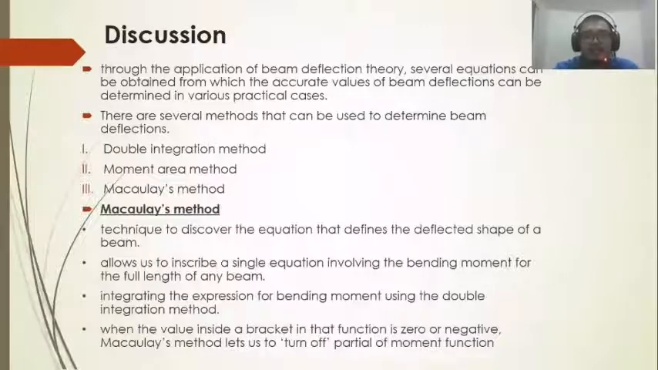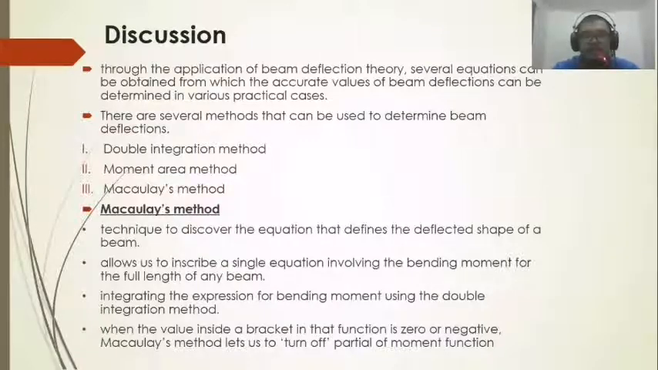There are several methods that can be used to determine beam deflections, including double integration method, moment area method, and Macaulay's method. So in this case, our group has chosen Macaulay's method as the solution to the engineering problem. Macaulay's method basically refers to a technique to discover the equation that defines the deflected shape of a beam. It also allows us to write a single equation involving the bending moment for the full length of any beam.